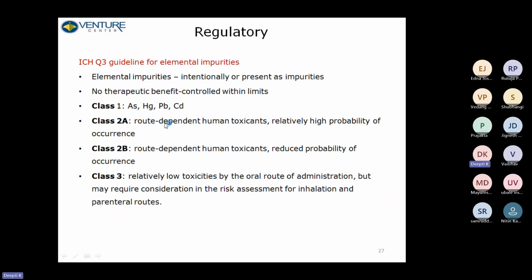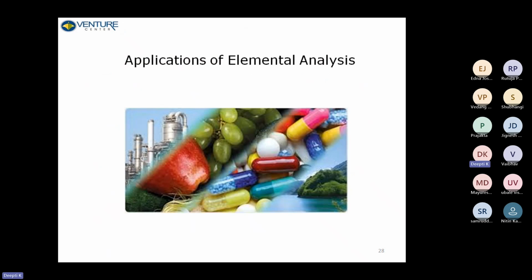Class 2A are less toxic. It depends on the probability of occurrence. Class 2B are toxicants which have reduced probability of occurrence, and class 3 are relatively less toxic but might require assessment depending upon the dosage form.